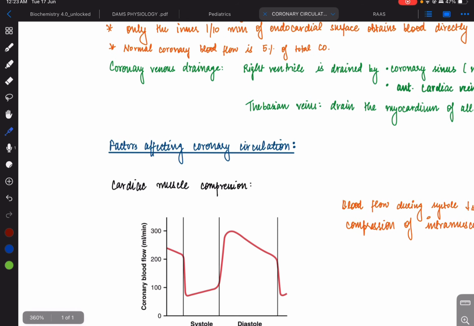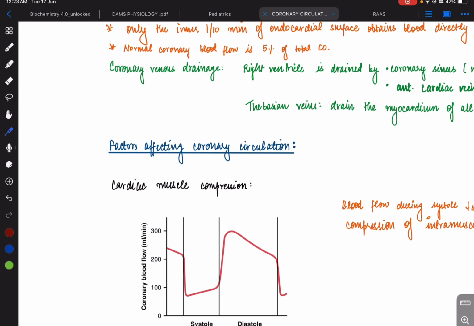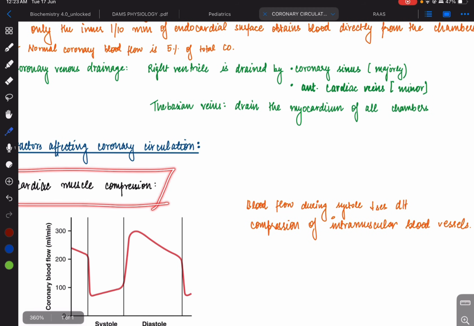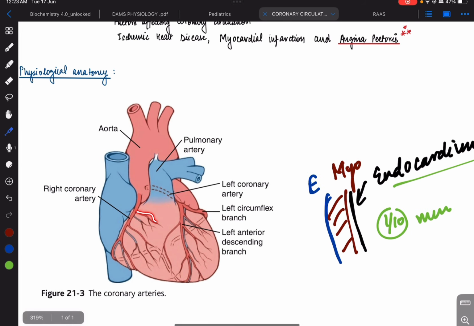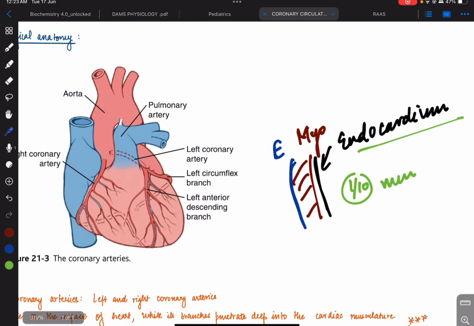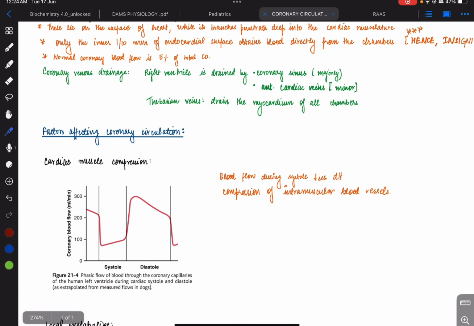The next topic we need to cover is the factors affecting the coronary circulation. The first factor is cardiac muscle compression. Whenever there is systole, that is, whenever the heart contracts, there is compression of the intramuscular blood vessels, and hence the blood flow to the heart decreases. We saw earlier that many branches come out of the main coronary arteries, penetrate the heart muscle and go deeper into the heart layers, up to the endocardium. These are the vessels that get compressed during systole.